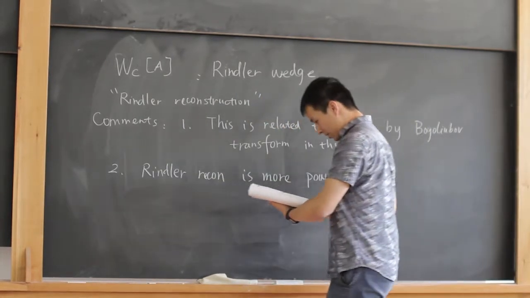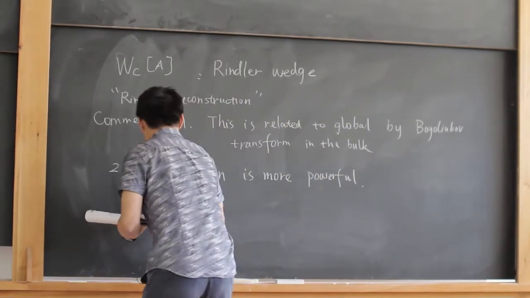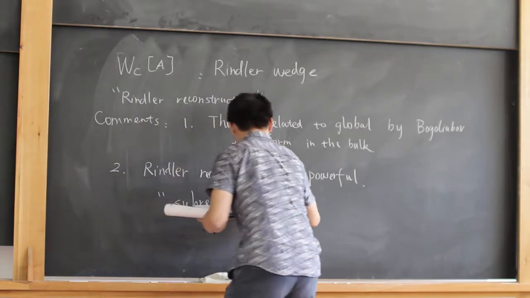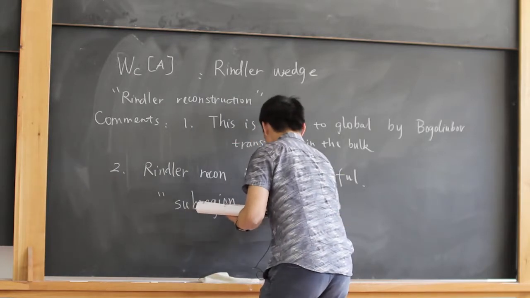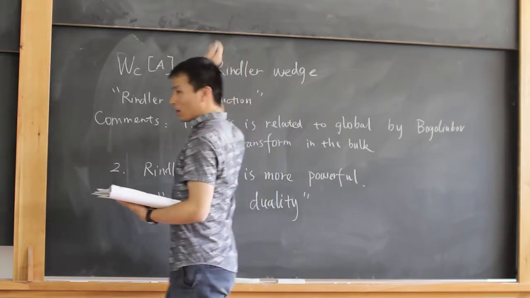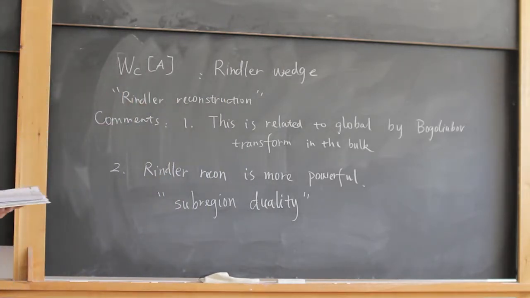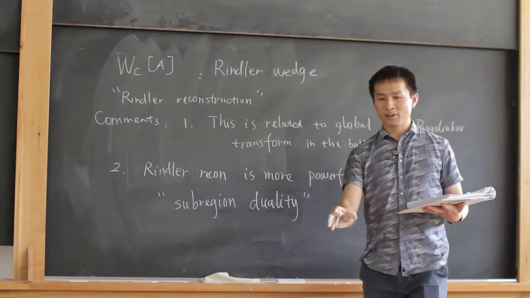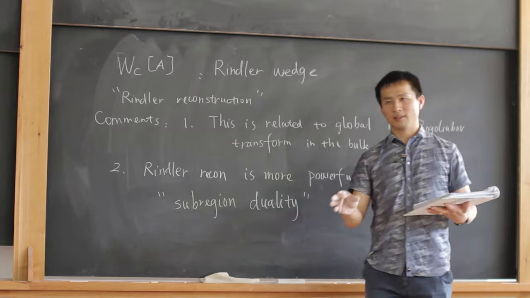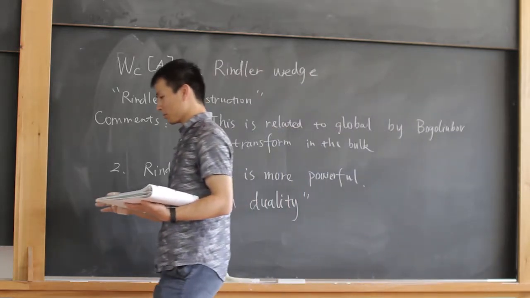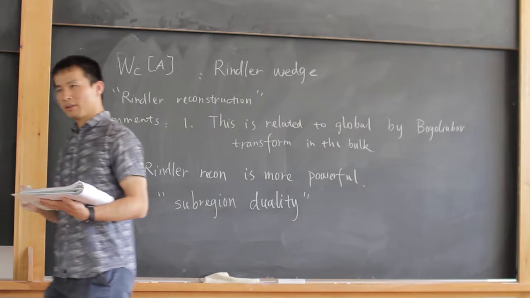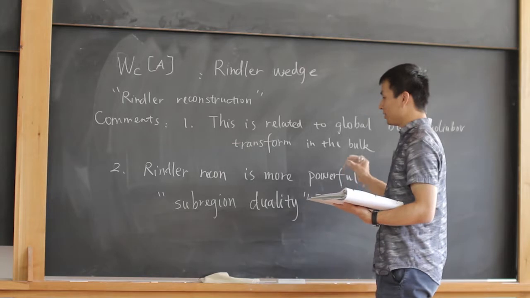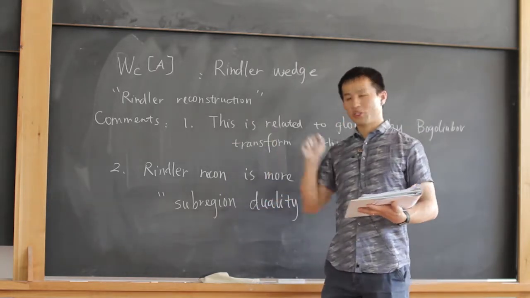So before that, I'd like to say this is sometimes called subregion duality. It means that we can construct this causal wedge, at least, by knowing the wave function, the density of state, the density matrix on some subregion in the CFT. So we only need to know some restricted data in the CFT in order to find what happens in the bulk in this region.